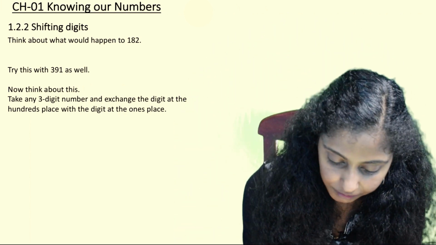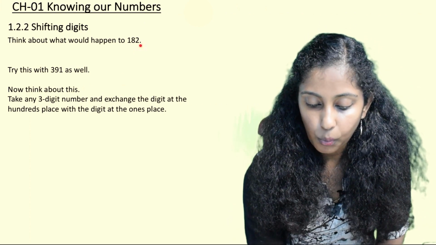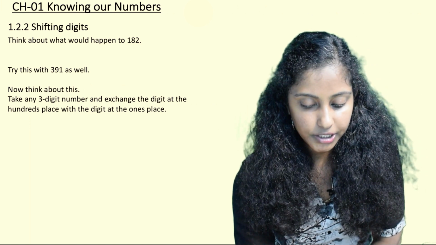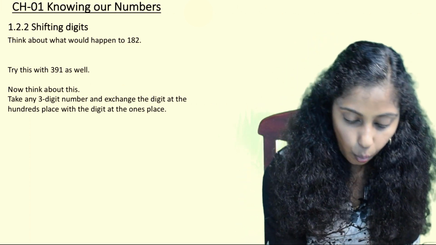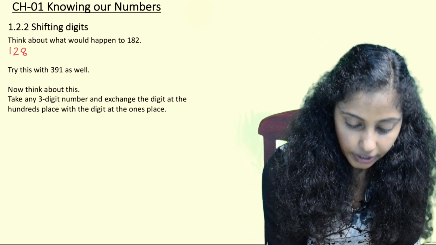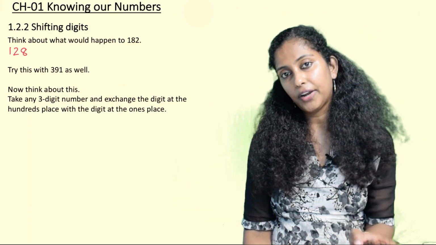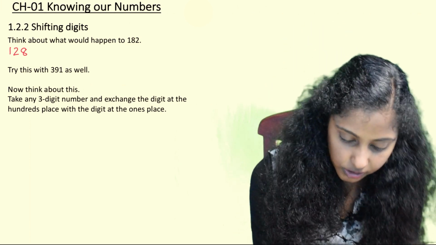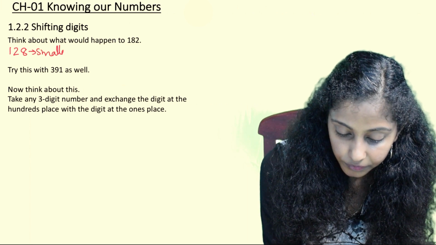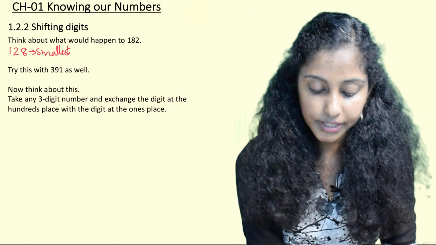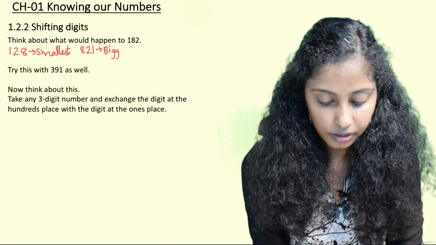Like for example, here they have given us 182. If we shift the digits in 182 and write them in the ascending order, 1, 2, 8, we get 128, which is the smallest number. And if I arrange it in the descending order, that is biggest to smallest, then 821 is the biggest number.